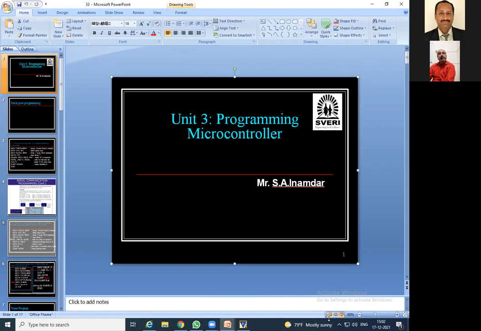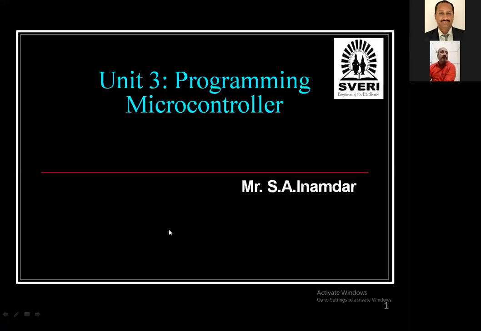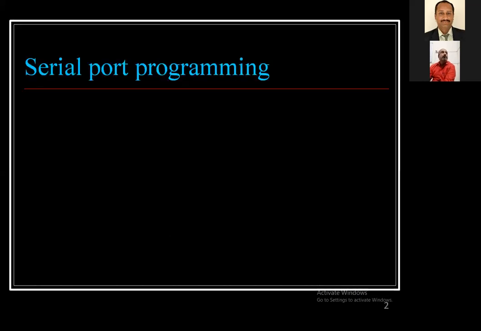For simulation, we are going to use the Keil software, and we will go one by one. So, serial port programming. In that we have learned that serially we can transfer the data bit by bit or character by character from one end to the other. There are two terms, the transmitter and the receiver. We have also gone through which registers are used while programming this process.